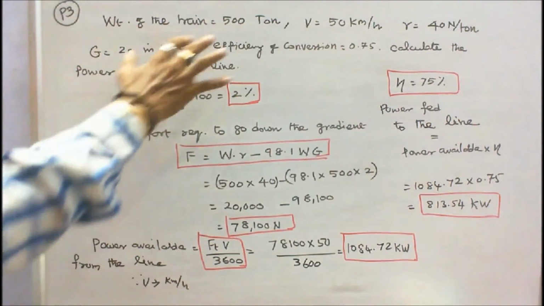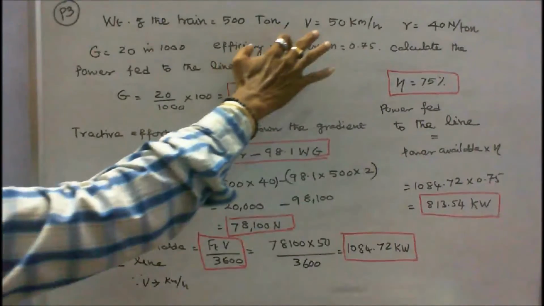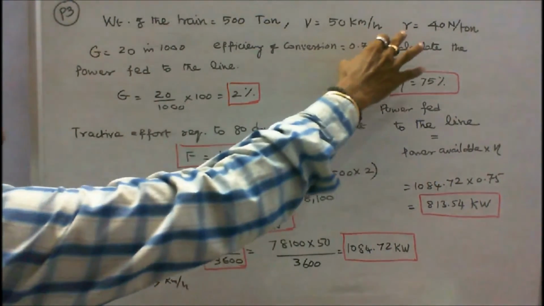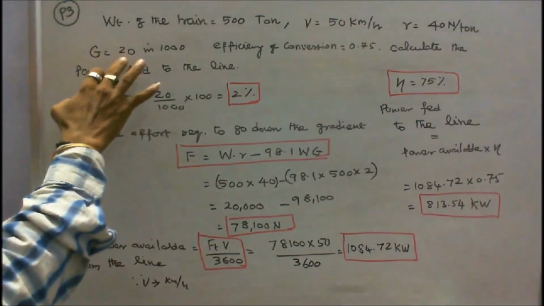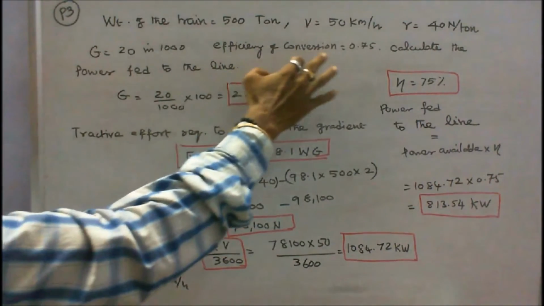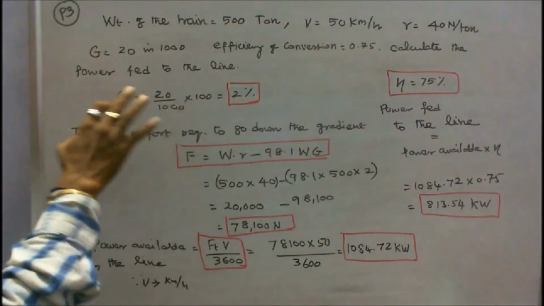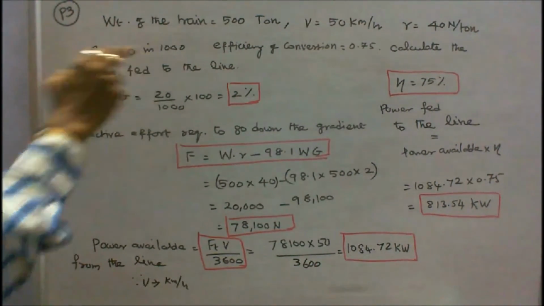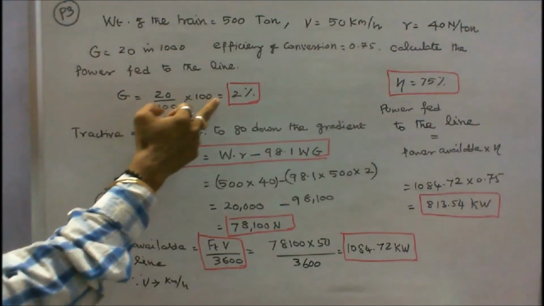In this problem, the weight of the train is given as 500 tons and velocity is given as 50 km per hour, tractive resistance is given as 40 newton per ton, gradient is given as 20 in 1000, and efficiency of conversion is given as 0.75. We have to calculate the power fed to the line. Here G is given as 20 in 1000, therefore G is equal to 20 divided by 1000 into 100, that is equal to 2%.